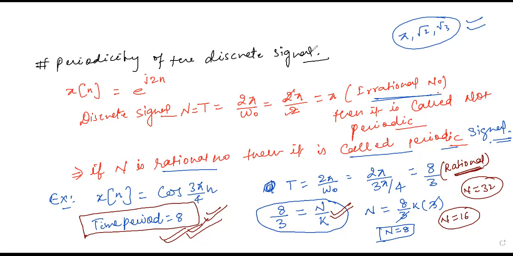So this is called the fundamental time period. Got it? So again, is it periodic or not periodic? First of all, check whether it is periodic or not. The fundamental time period is 2 pi by omega naught. If this is an irrational number, then it is not periodic. If it is a rational number, then it is periodic. And if it is periodic, then the fundamental period is 8 by 3 equal to N by k, where N is this one. So this one represents the time period. Got it, my dear friends?